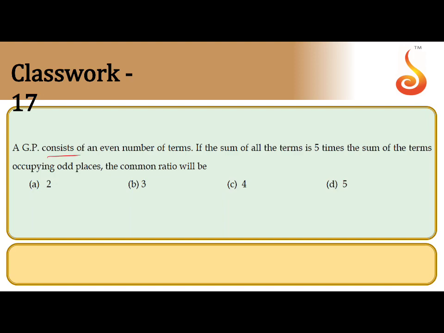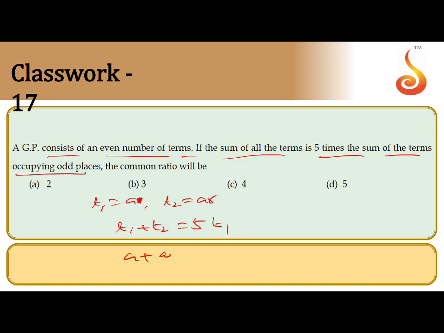A GP consists of an even number of terms. Even number means 2 terms or 4 terms or 6 terms, like that you can take. Sum of all terms, suppose you take 2 terms, t1 plus t2, equals 5 times the sum of the terms occupying odd places. Suppose you take 2 terms, t1 is A, t2 is AR in the GP. Odd place means first place, that is t1. So A plus AR equals 5 into A.